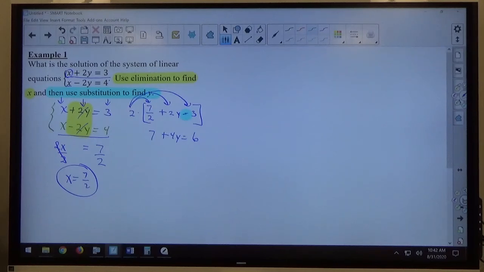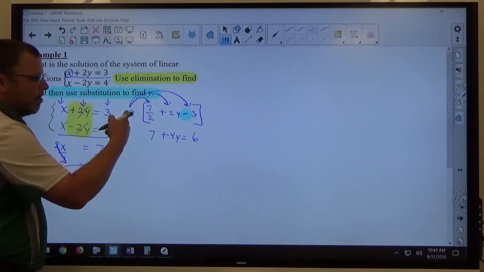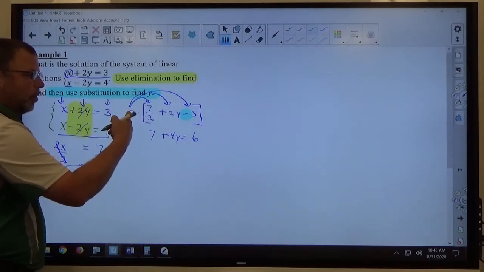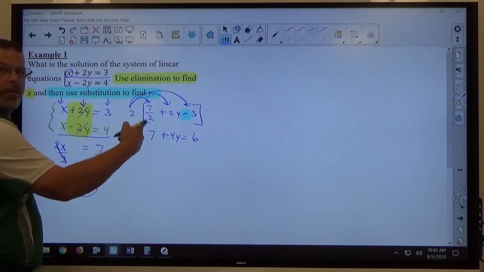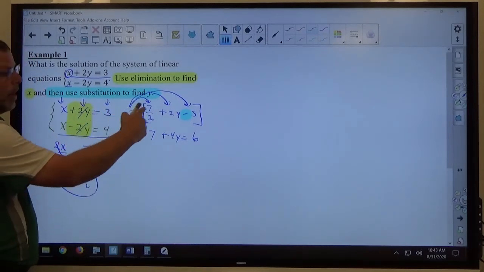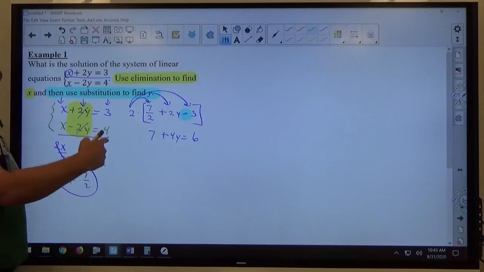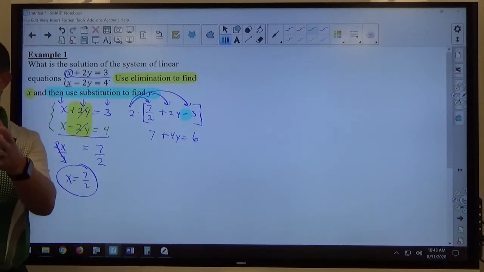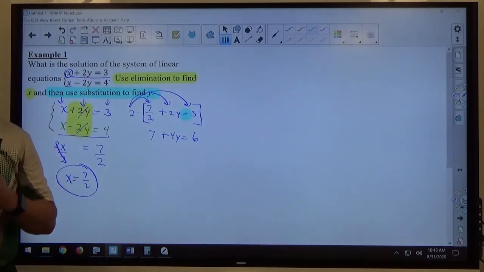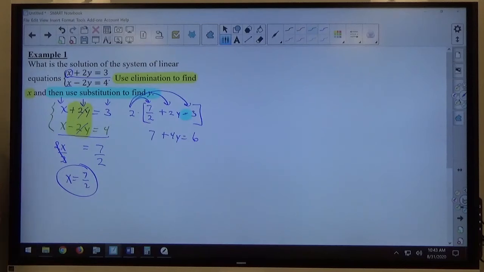Is the reason that one's 7 because you can cancel the 2's? Yes. If I'm multiplying by a fraction, I do a division first, then a multiplication. So 2 divided by 2 makes 1, and 1 times 7 is 7. Or you can also do 2 times 7 is 14, and 14 divided by 2 is 7. The fraction both multiplies and divides. Once you've done both, you're done. I usually divide first to get things smaller, though. So 7 plus 4y equals 6.